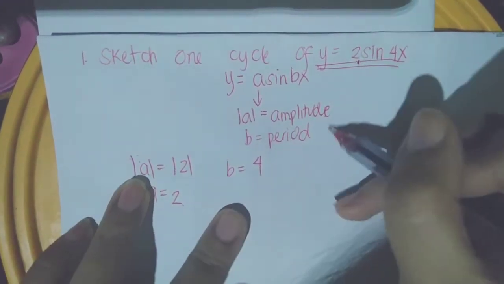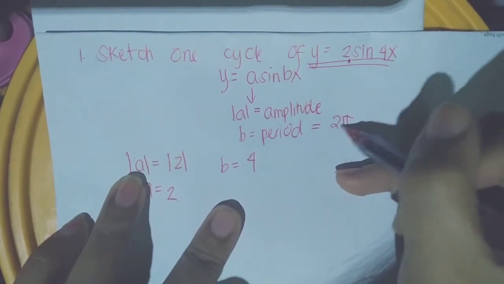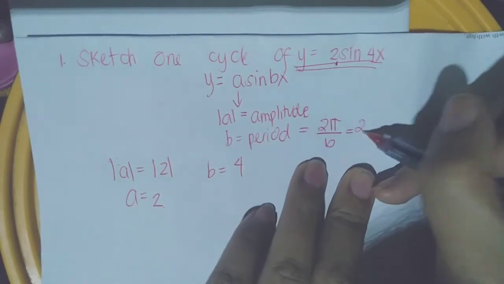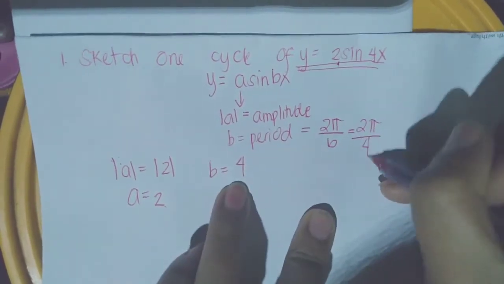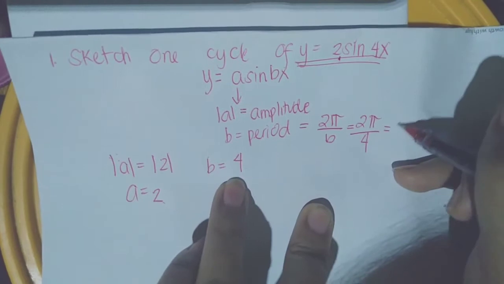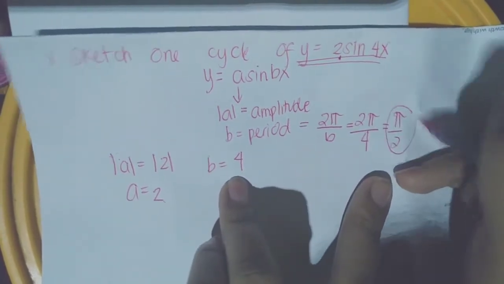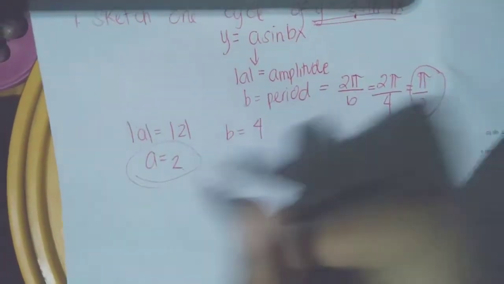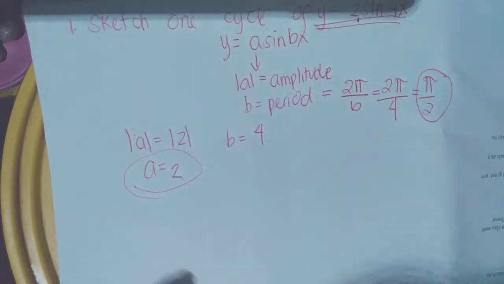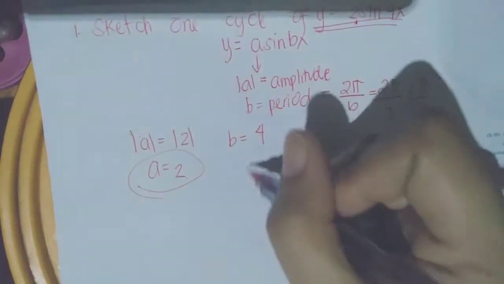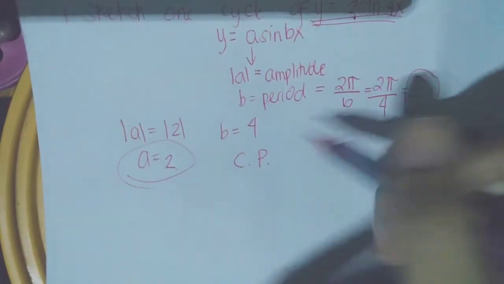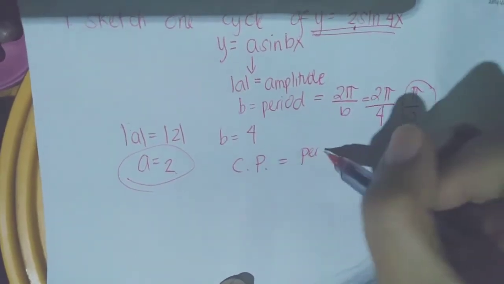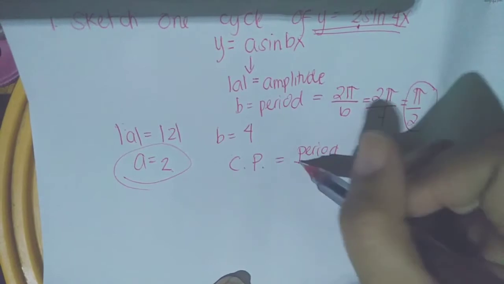To get the period, our formula for period is 2 pi over b. So 2 pi, our b is 4. So 2 pi over 4, or pi over 2. So our period is pi over 2. So we now have the amplitude and the period. The next is to determine the critical points. To get the critical points, the formula is period divided by 4.